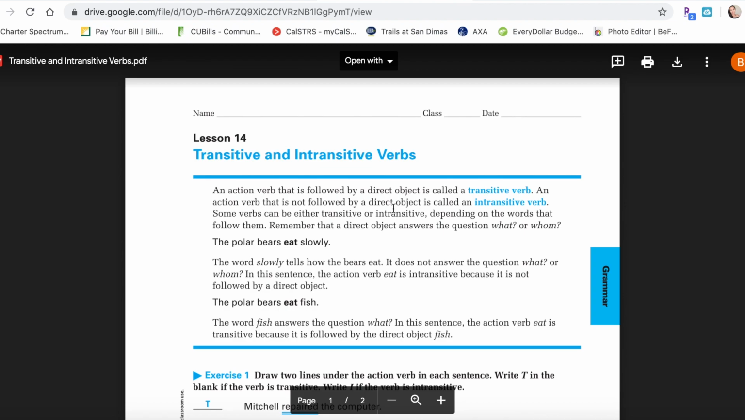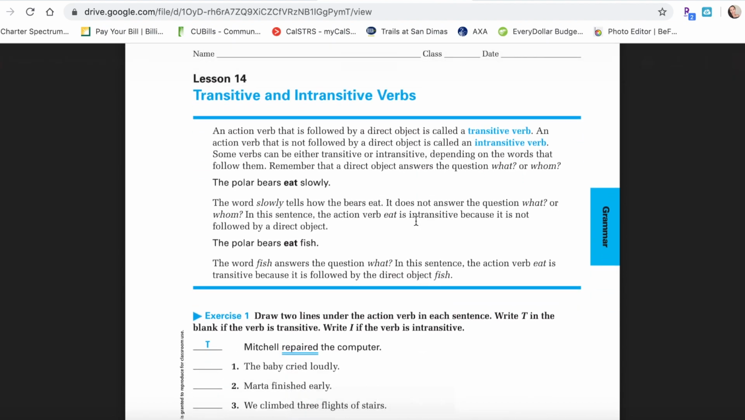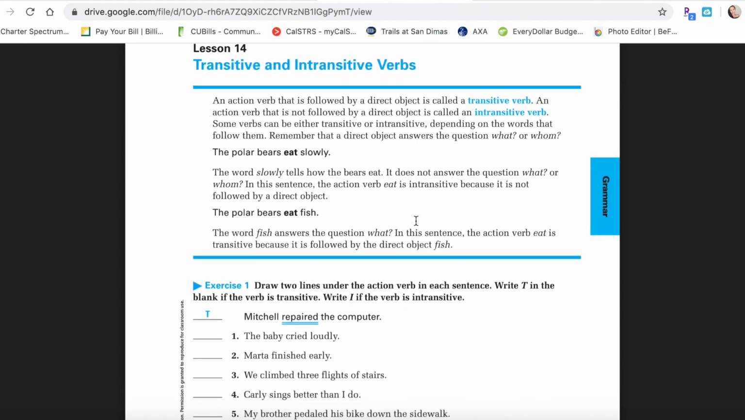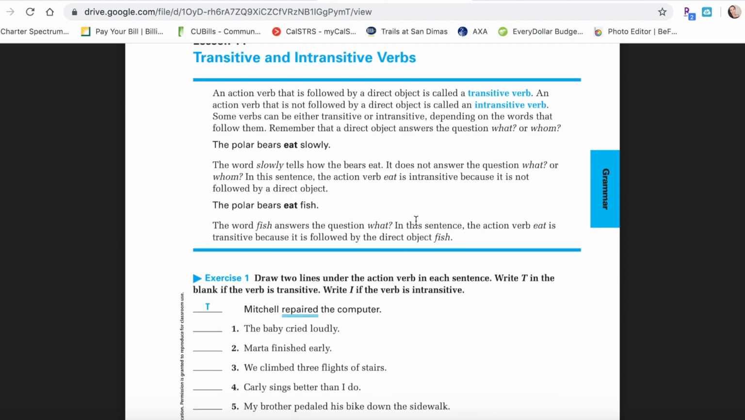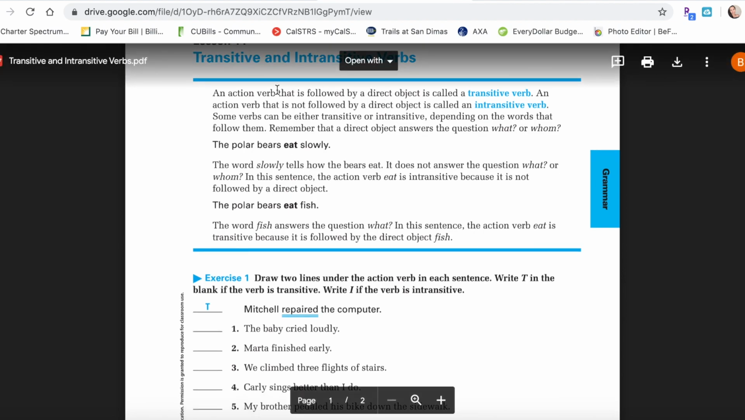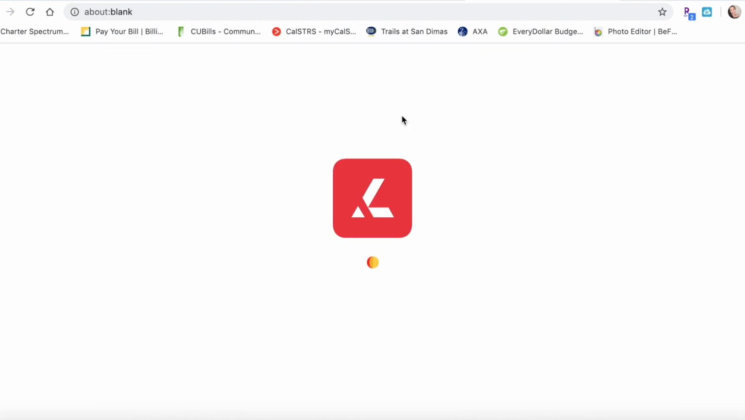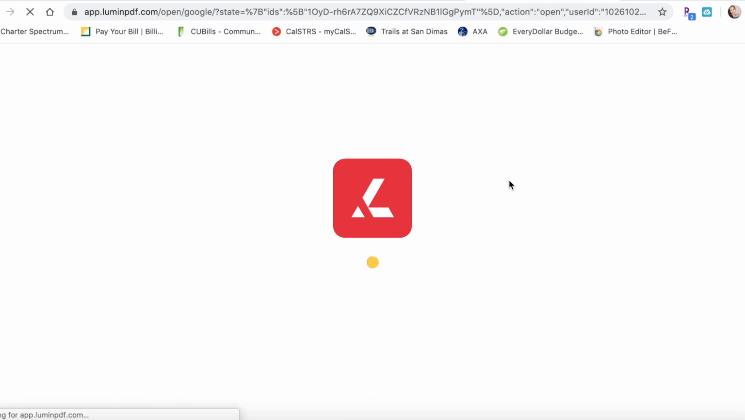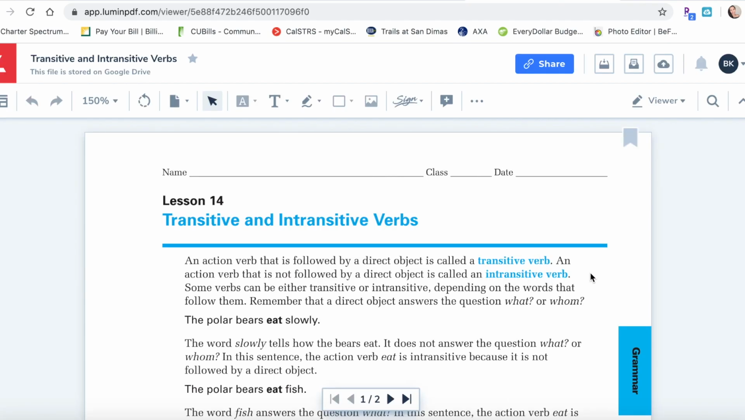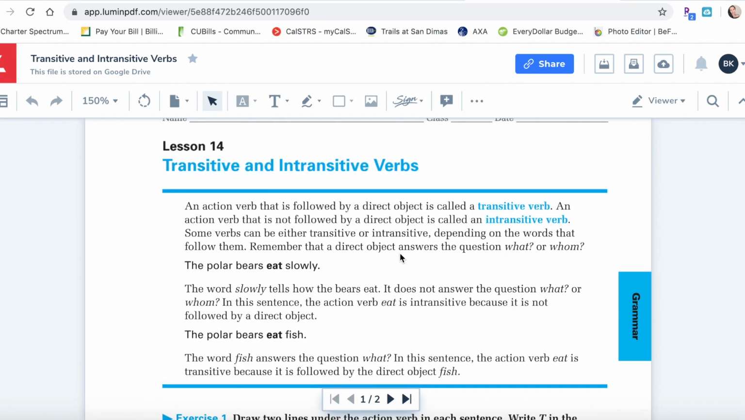So right here, we're going to do our grammar lesson. We kind of left off on direct objects and indirect objects, so we're picking up where we left off with that. So we're going to move on to verbs. Let's see if we can open this up so that it doesn't keep popping up. If this doesn't work, it's okay. Okay, so we got this launched a little bit better. That way it's a little bit cleaner looking. So, transitive and intransitive verbs.